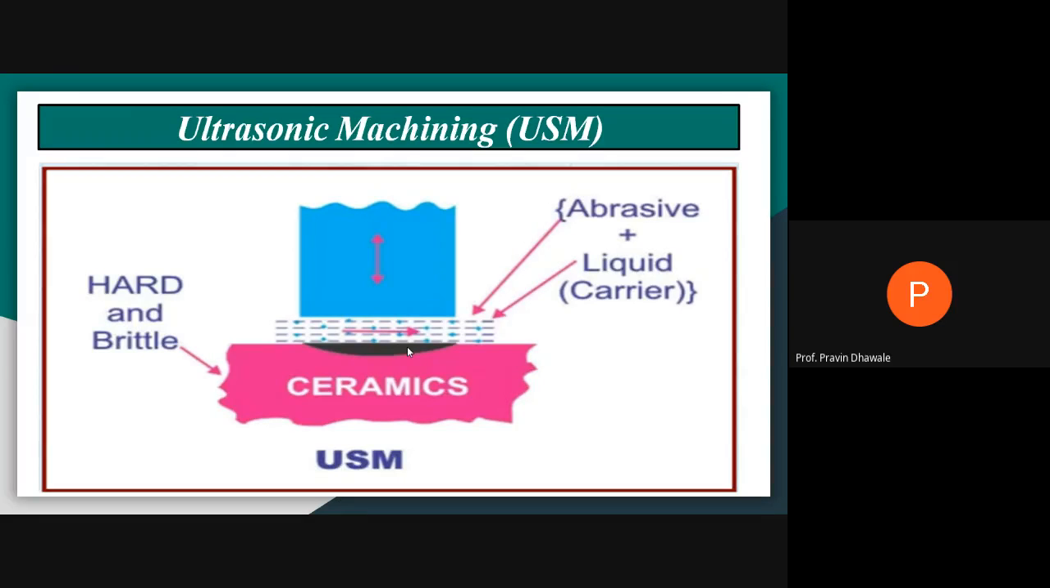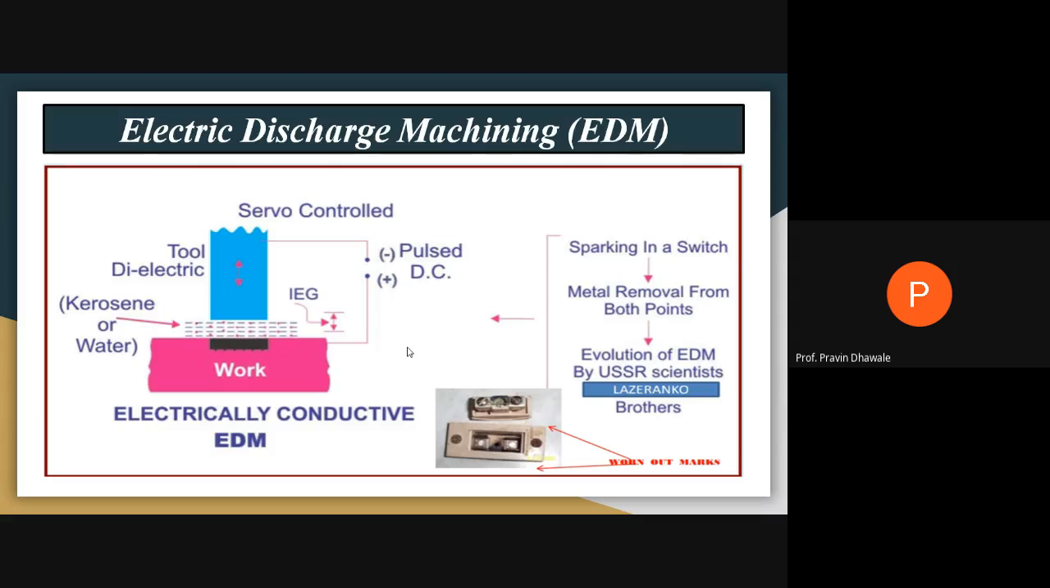Okay, I think this will be over. Now, the next type of non-conventional machining is based on electric energy, that is the electric discharge machining process, right? Where we are using a workpiece, and that workpiece and the tool material both must be electrically conductive, right? What is the main criterion for electric discharge machining?